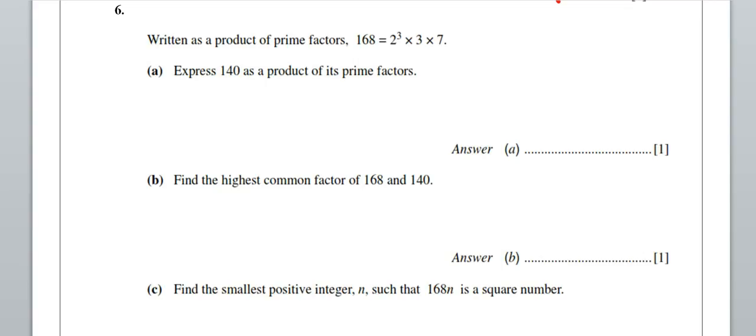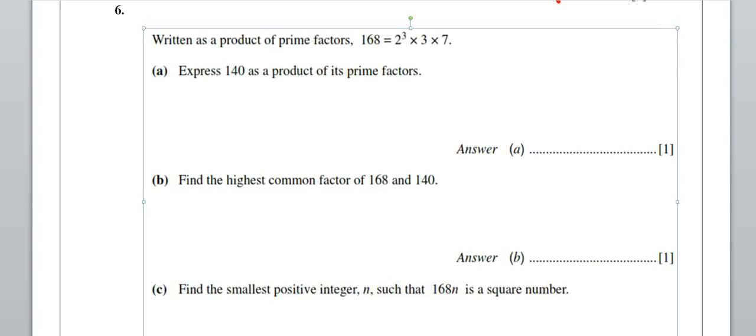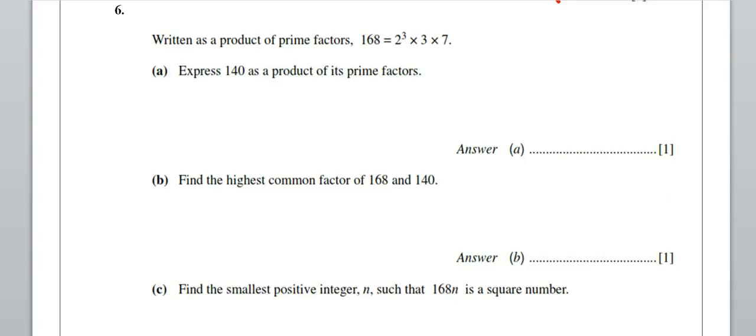Okay, question number 6, written as a product of prime factors. Again, the word prime is here, and the second word is factors. You must be very clear about what is the prime number and what are the factors. You must know the difference between factors and multiples.